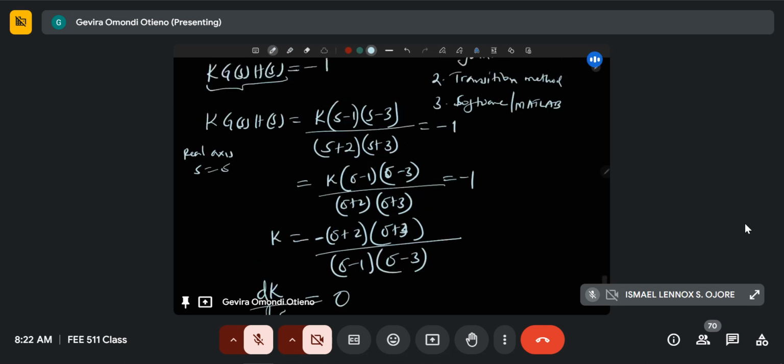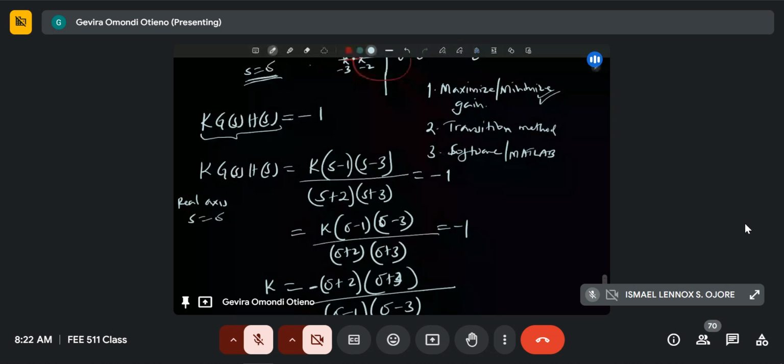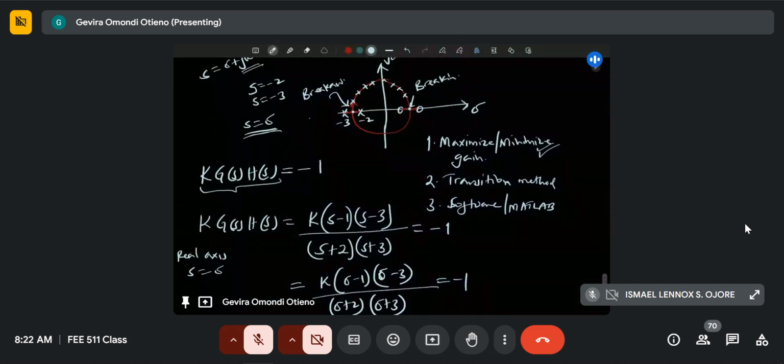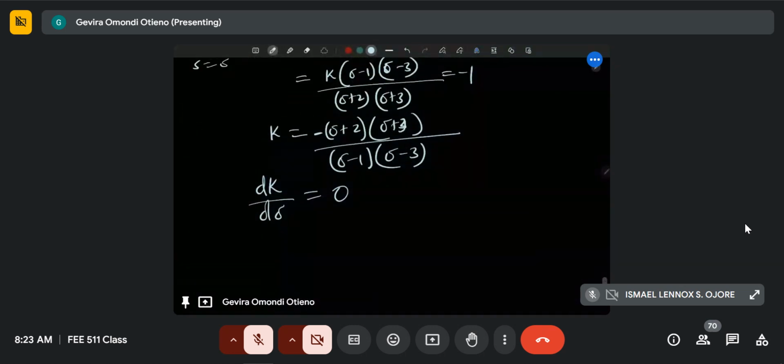In this case, you'll obtain 2 points, the breakaway and the break-in points. And from your observation, you will tell which one is the breakaway and which one is the break-in, because clearly you can see that the breakaway point is on the negative side. The break-in point in our case here is on the positive side. So if I differentiate and equate to 0 and solve, I'll find one negative value and another positive value. The positive value will be the break-in point, and the negative value the breakaway point. We'll do an example with that.